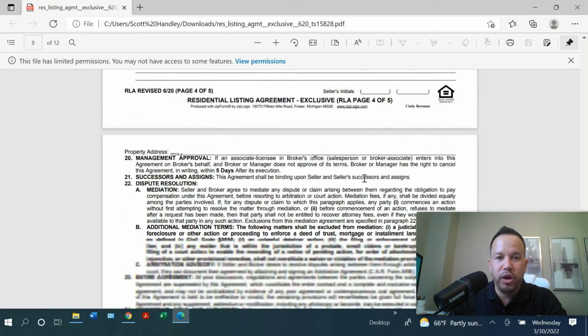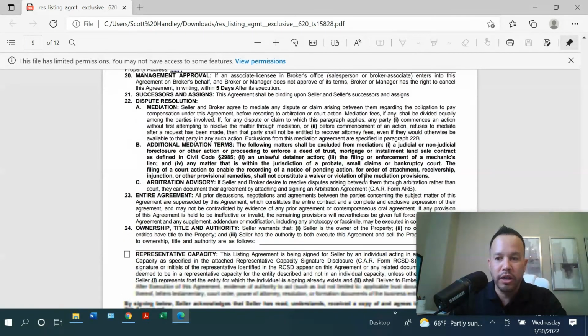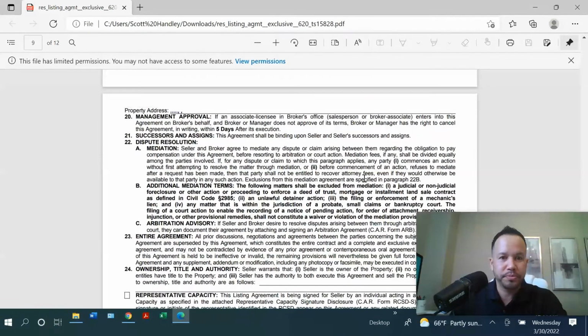As we move on to the last page of the RLA, this is management approval. This more has to do with us, successors and assigns. This agreement shall be binding upon the sellers and sellers' successors and assigns. This has to do with, let's say it's in a trust, who's the successor trustee? Then we would know that through the RCSD and get to it.